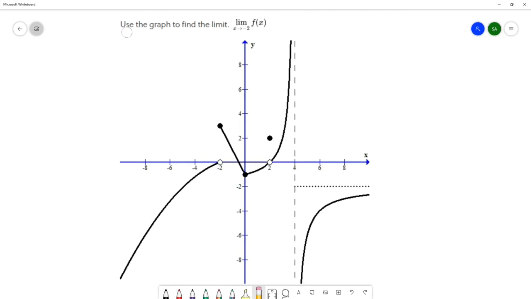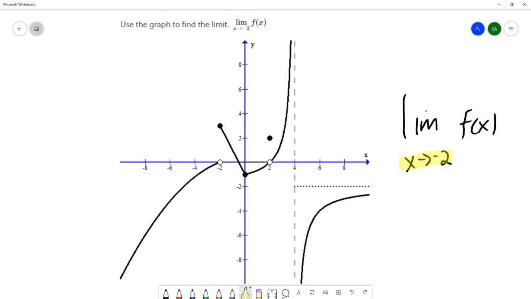On this question, we want to use the graph to find the limit as x approaches -2 of f of x. And this graph is the graph of f of x. So the limit that we're looking for is the limit as x approaches -2 of f of x.